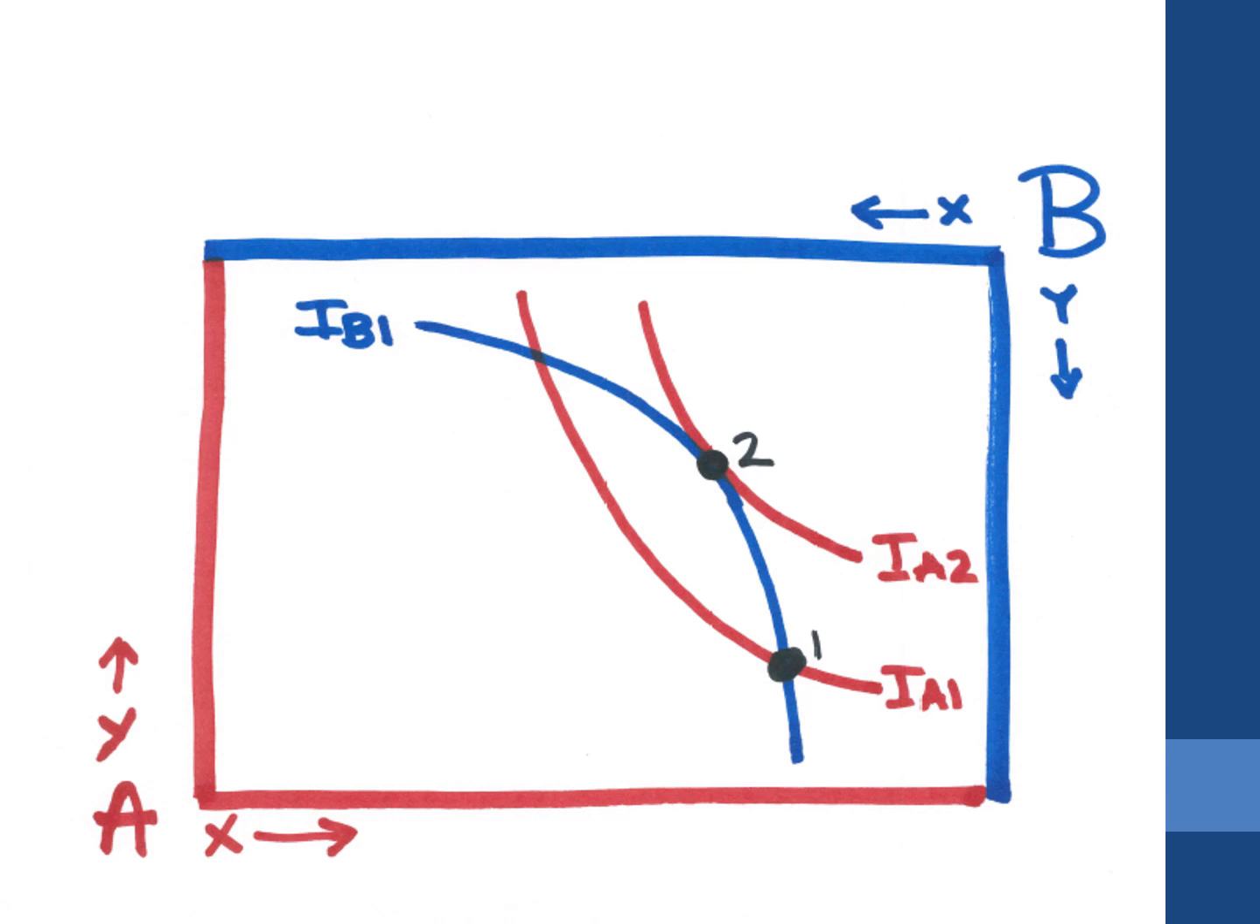When the slope of person A's indifference curve is just equal to the slope of person B's indifference curve, and we have a point of tangency, then there's no way to make one person better off without making the other person worse off.